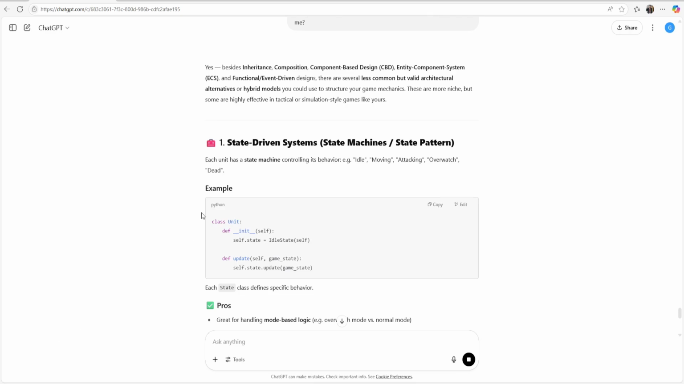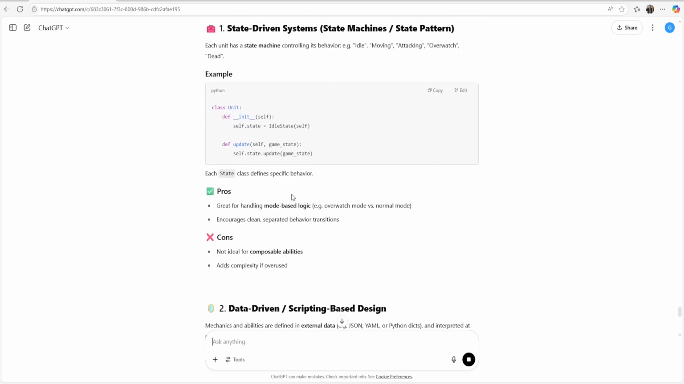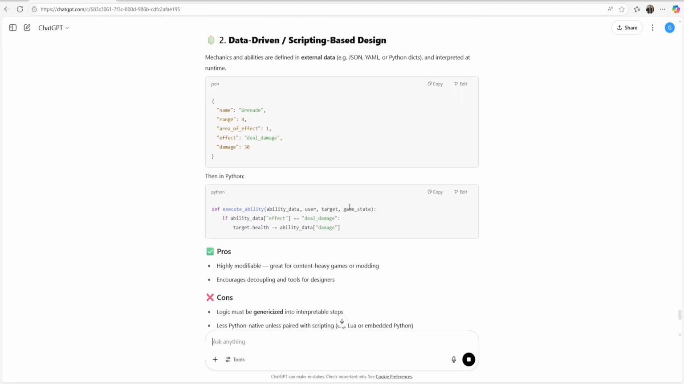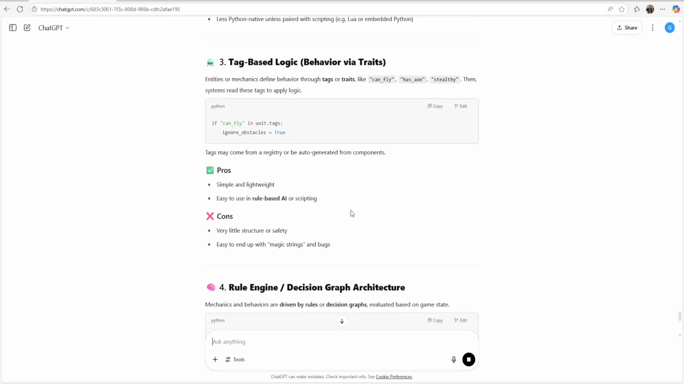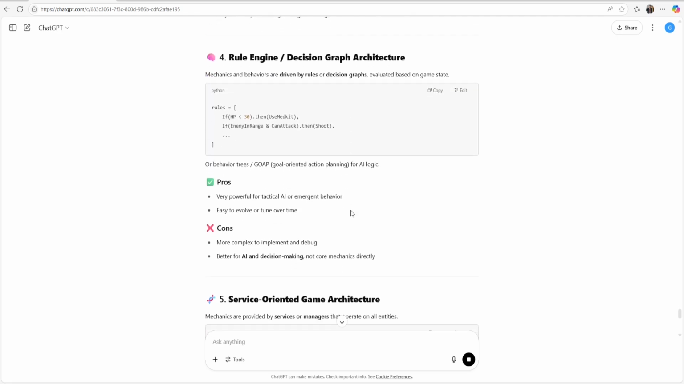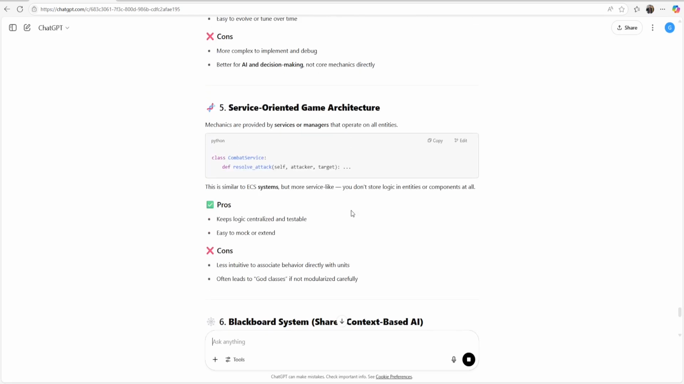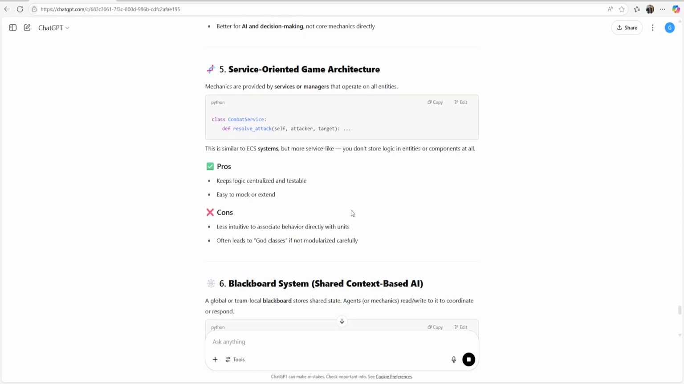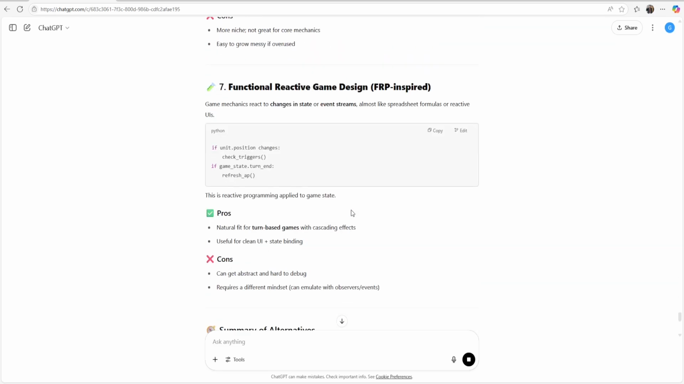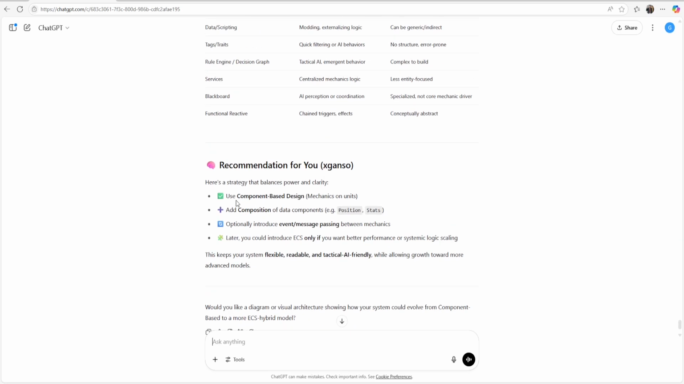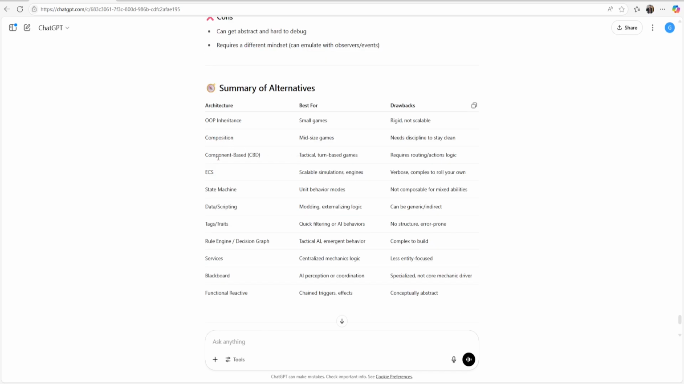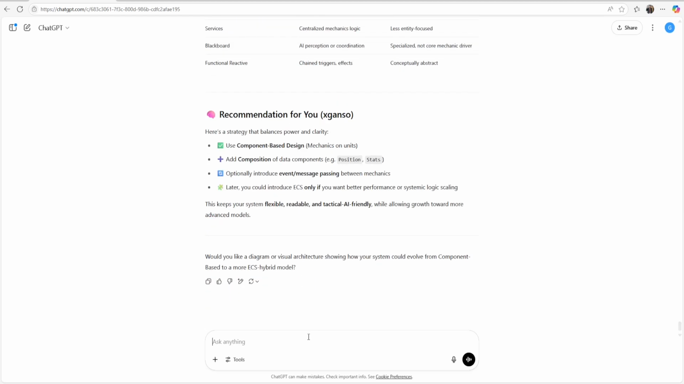Okay, state-driven system. That could be for AI. Data-driven. Okay, that seems very similar to ECS. Tag-based logic. That's also similar. Rule engine, decision graph architecture. Seems to be more intelligence-oriented, maybe. There are a lot of architectures that we can use. The idea may be component-based design. Let's go for this composition and component-based, and also let's explore comparing it to ECS, which I also like.